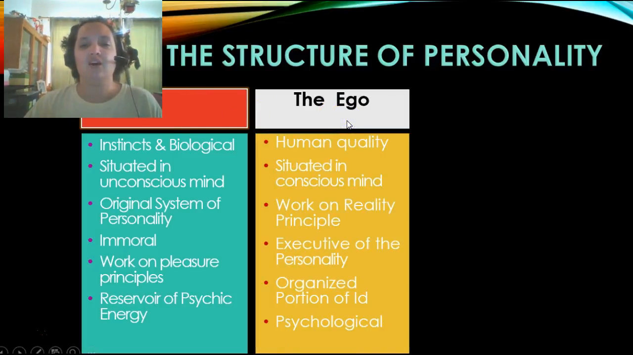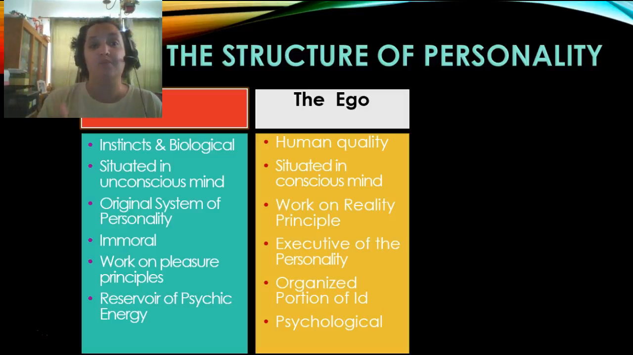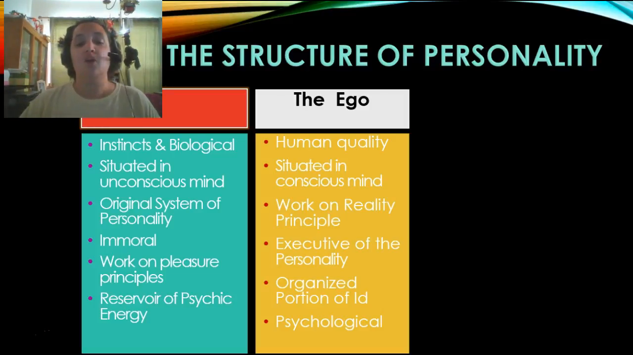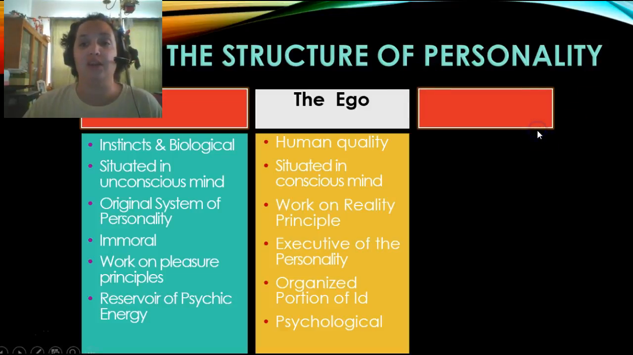The ego is our more human quality, and some of it does pop up above the surface. It's our human quality, it's more conscious, it works on the reality principle, it recognizes what's going on around us. It's the executive of our personality. It's what makes our decisions. Even though we have this id pushing us, it doesn't mean that we always go with it. Sometimes we'll say, no, I can't do that now. It's the more organized part, and it's very psychological. It's the part that we can access more easily.